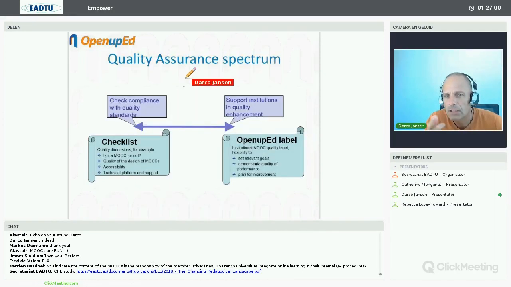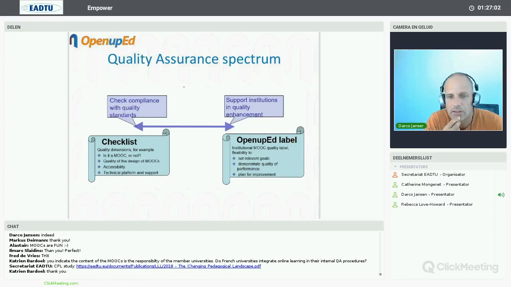And what you now see in these presentations, and I think that Katrien from FUN highlights this as well, is there's a little bit of overlap and perhaps some tension between how to do quality checking, quality assurance and quality enhancement within MOOCs. You can check every MOOC on very different quality standards, and some quality dimensions are highlighted here, like accessibility, but also the technical platform, the support, the quality of the content, the videos, etc.